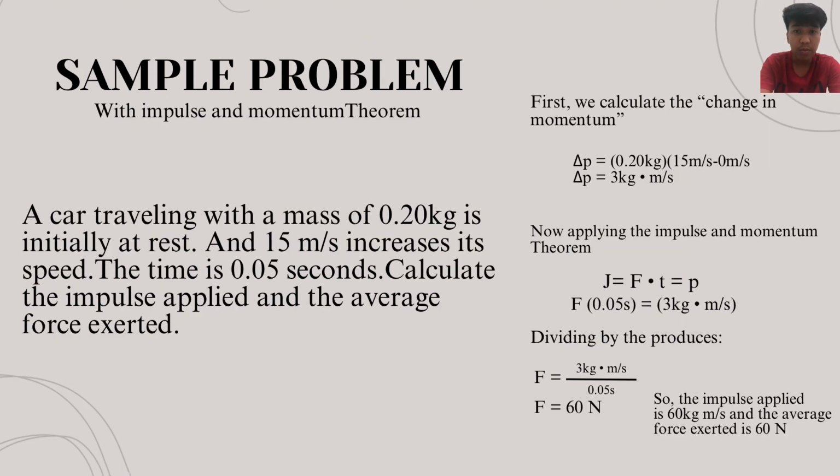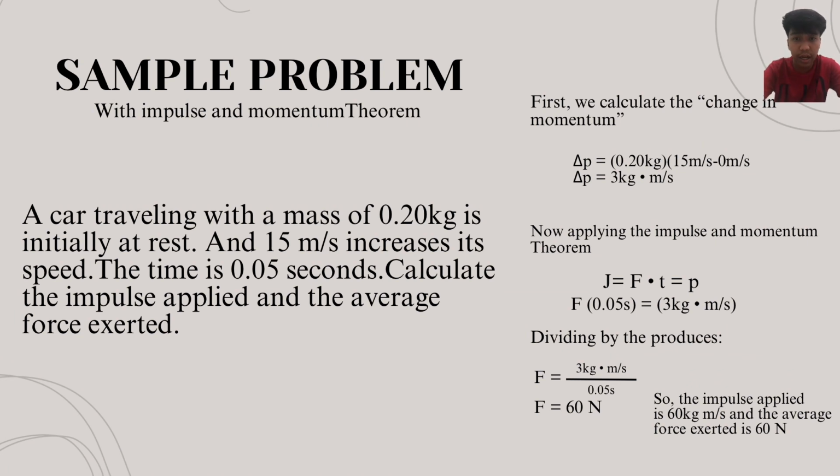Problem with impulse and momentum theorem. A car with a mass of 0.20 kg is initially at rest and increases its speed to 15 meter per second. The time is 0.05 seconds. Calculate the impulse applied and the average force exerted.